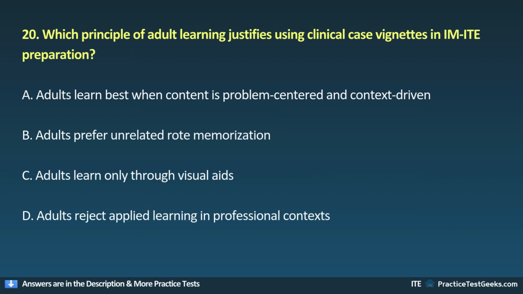20. Which principle of adult learning justifies using clinical case vignettes in ITE preparation? A. Adults learn best when content is problem-centered and context-driven. B. Adults prefer unrelated, rote memorization. C. Adults learn only through visual aids. D. Adults reject applied learning in professional contexts.